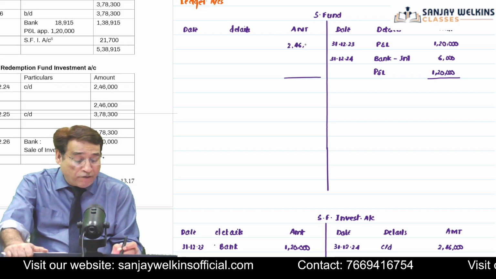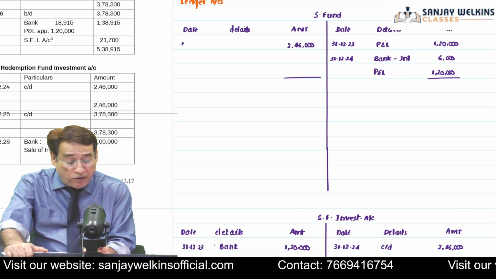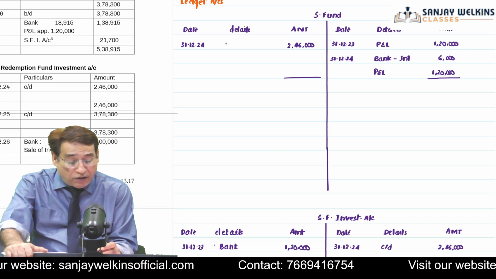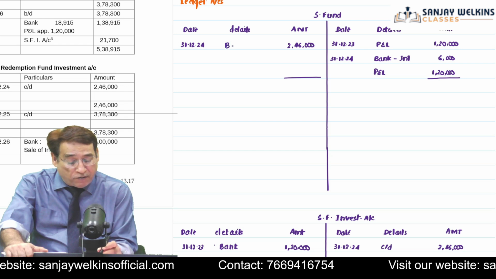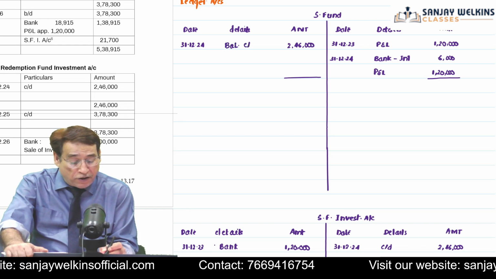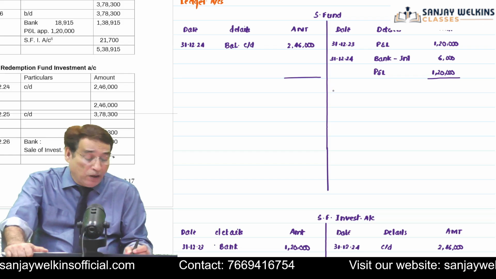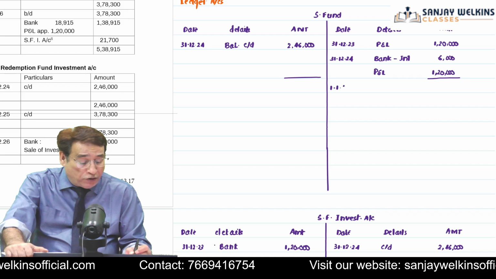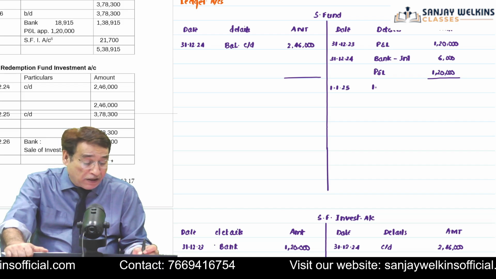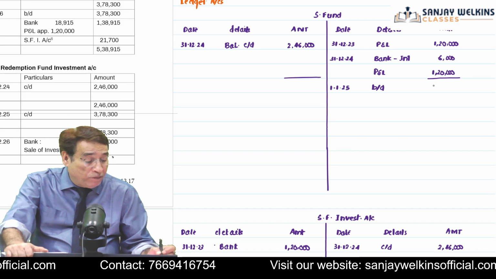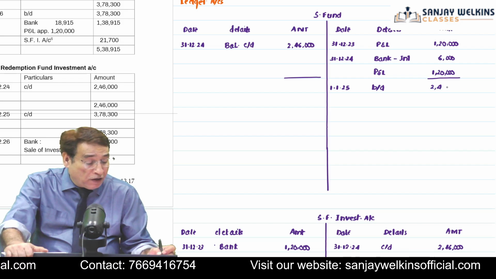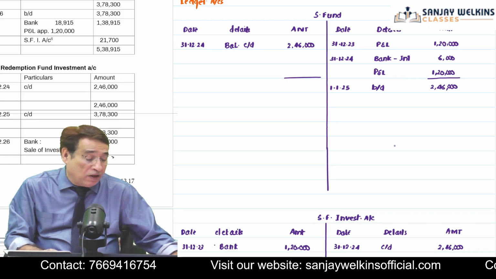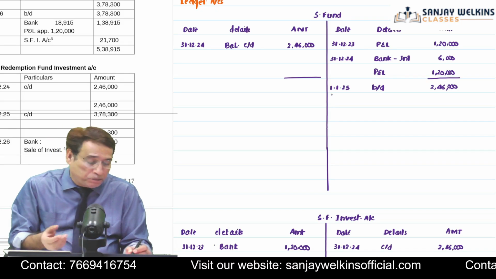So 2,46,000. Here you are going to write the date 31st of 12/2024, and you are going to write here balance carried down. Balance carried down. Is it clear to you? Immediately you bring this balance on 1/1/2025 on the opposite side. Balance brought down. Now balance brought down is equal to 2,46,000. That means balance brought down in sinking fund is also 2,46,000 and your investment is also 2,46,000.